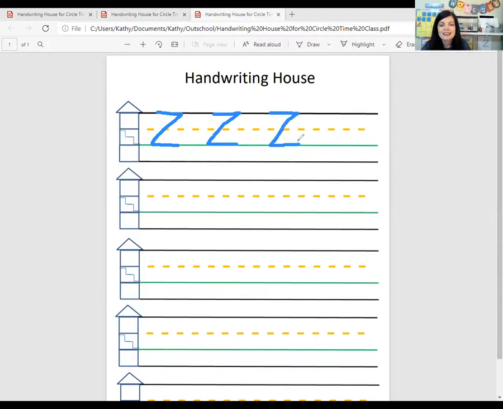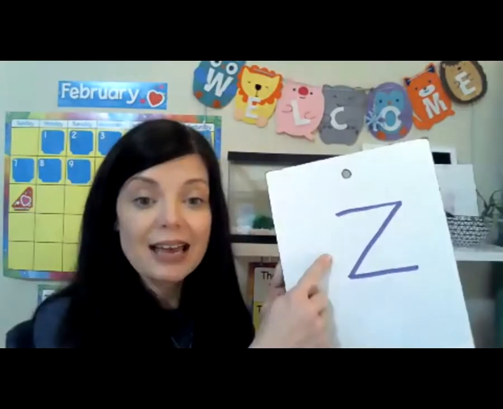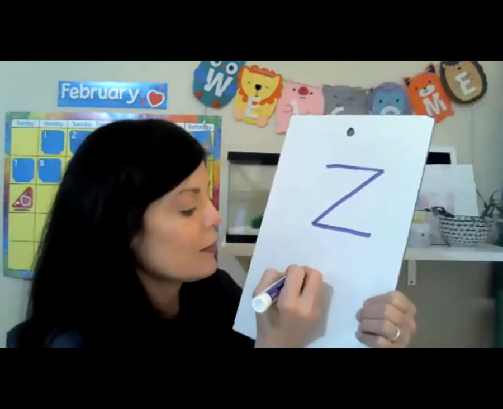Zig, zag, zig. You try to write the letter Z. And if you don't have paper, you can always skywrite zig, zag, zig. Okay, now let's talk about the lowercase z. It looks just the same. It's just smaller. So let's try to write it together.